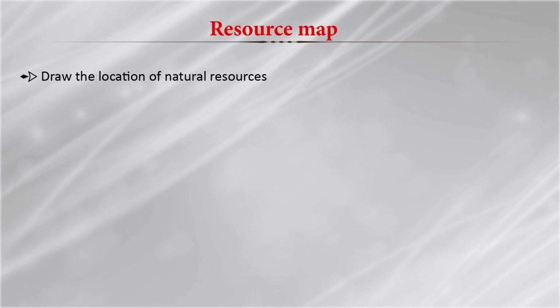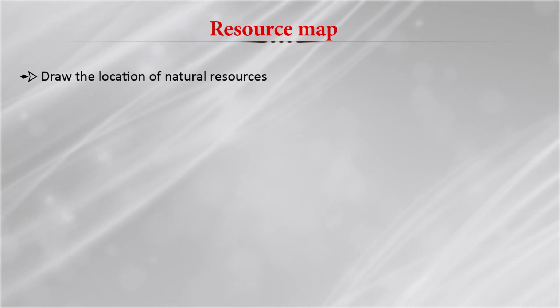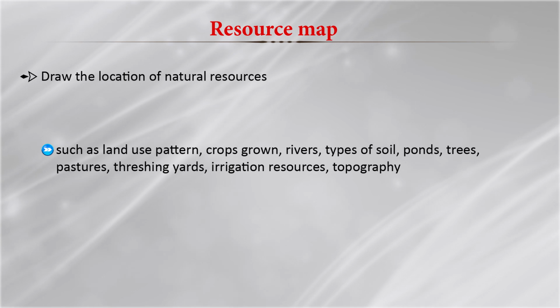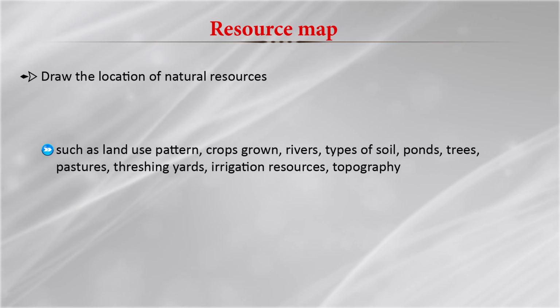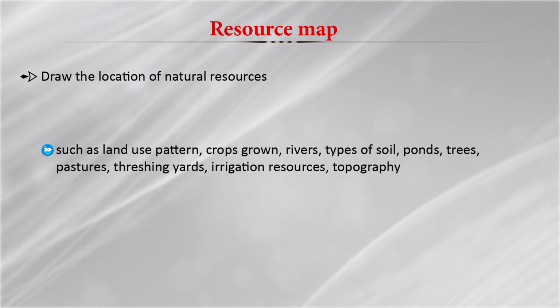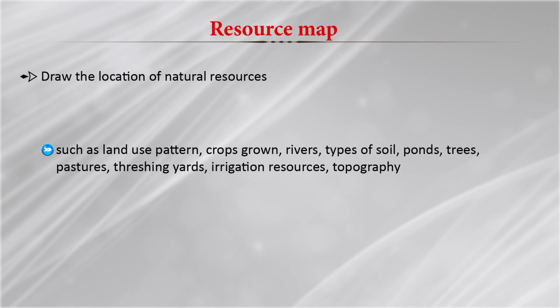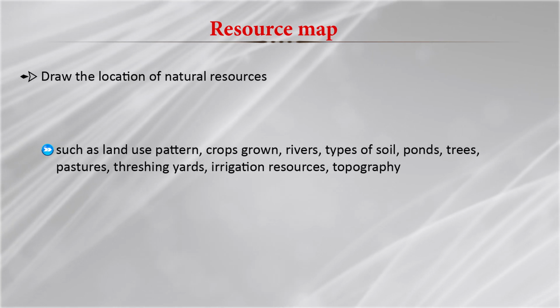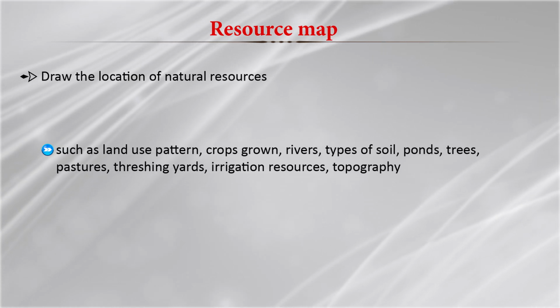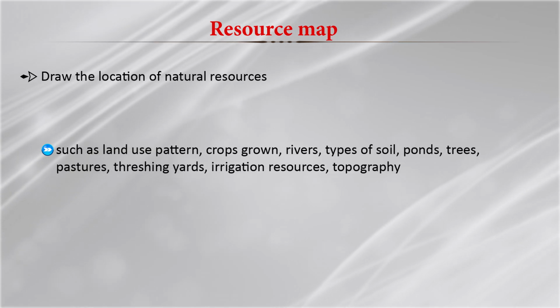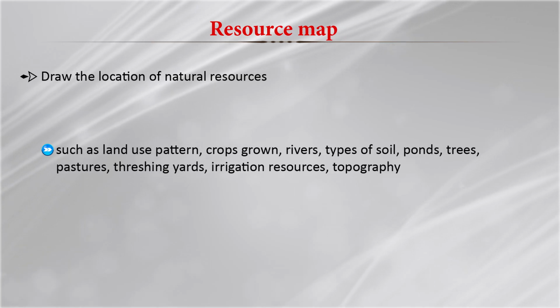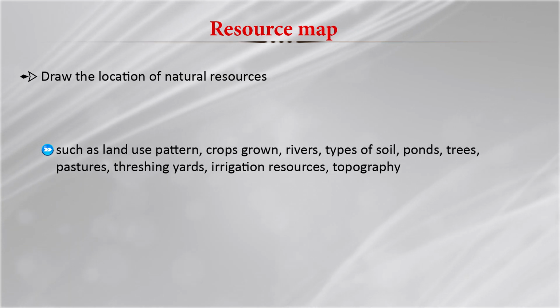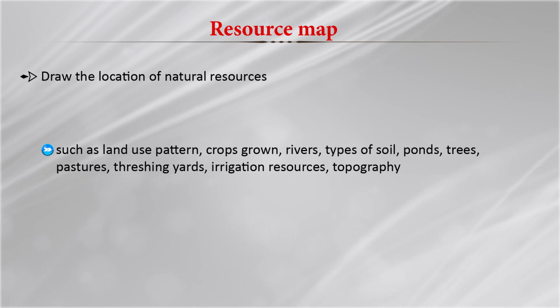Then we prepare the resource map. Here we draw the location of the natural resources, like the land use pattern in the village, the different crops growing in the area, the river resources, the types of soils available, the ponds available, the trees and pasture available, the location of the threshing yards, the irrigation resources available, and the topography of the land. So all the natural resources, we prepare the location in the resource map.